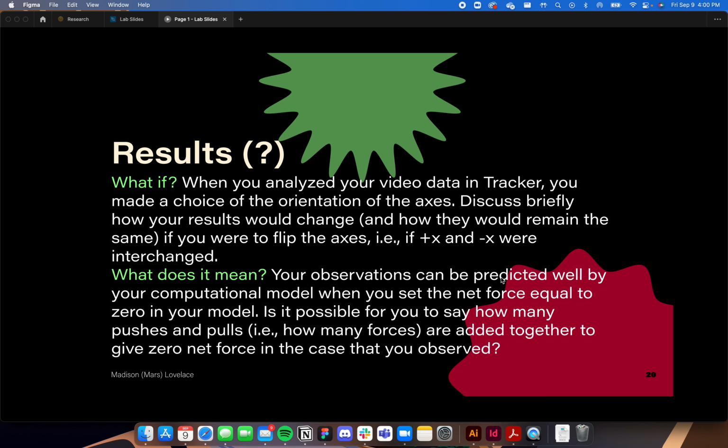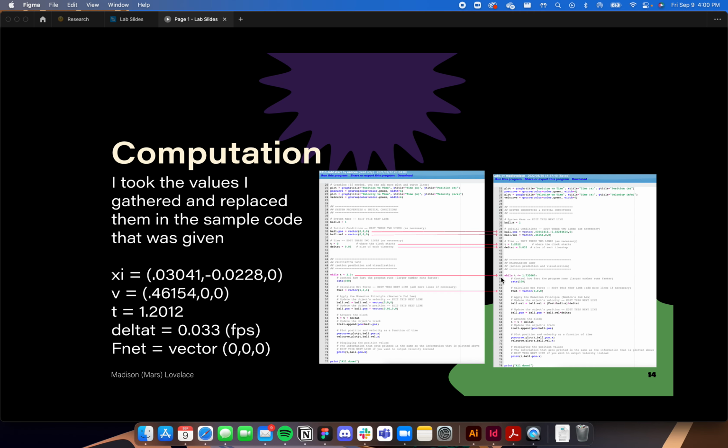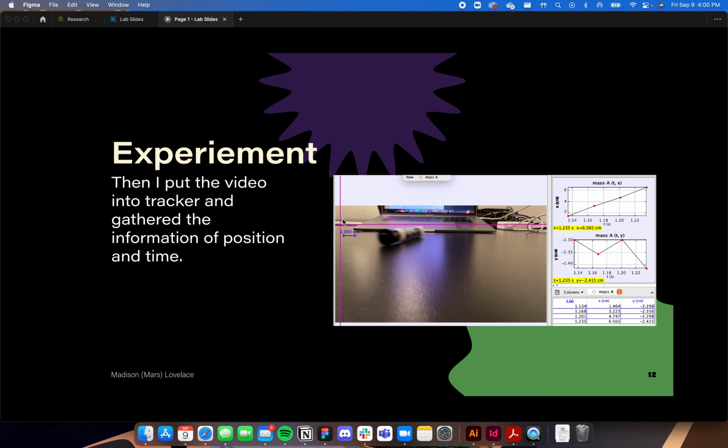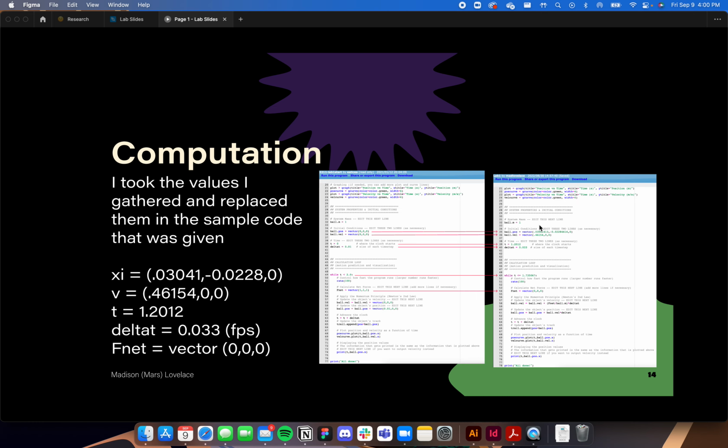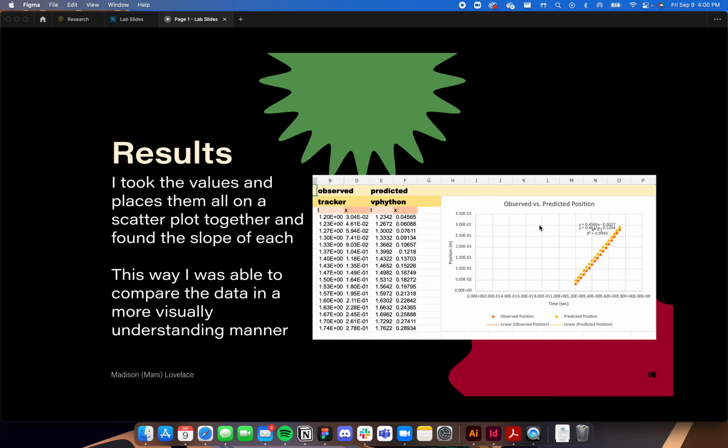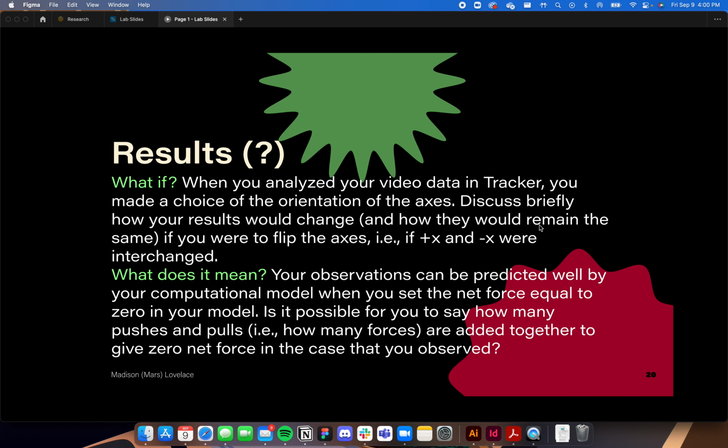If I analyzed my video in Tracker and made a different choice in the orientation of the axis, my overall results would be the same. My data points would just, say I move my axes from this side of the camera to this side of the screen here on the right, I would just be moving in the negative x direction towards the origin instead of in the positive x direction.